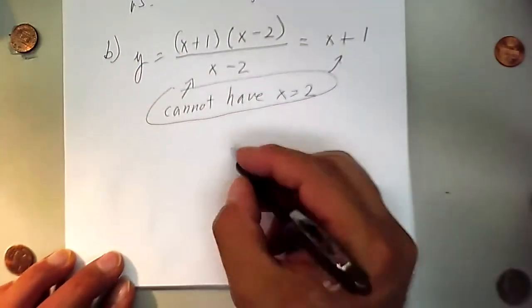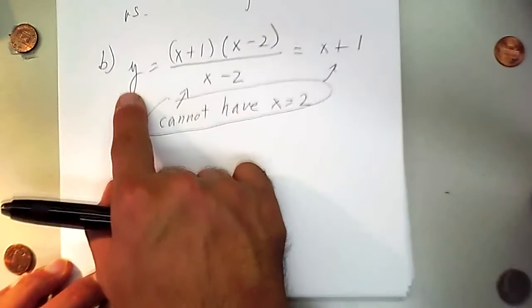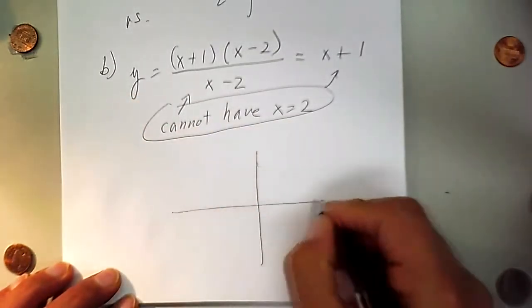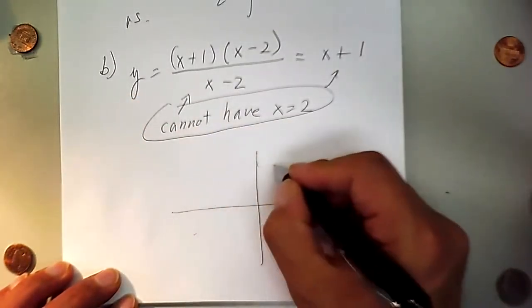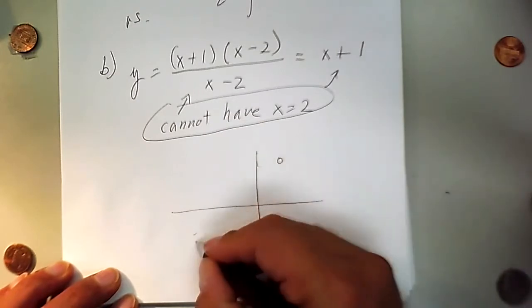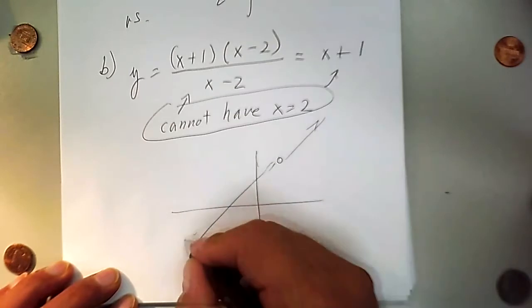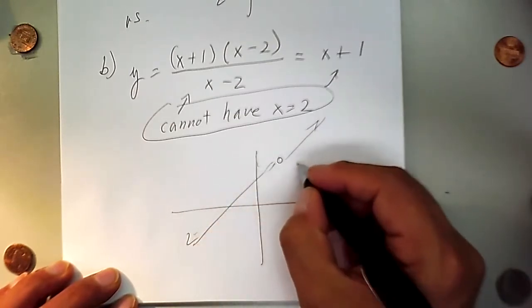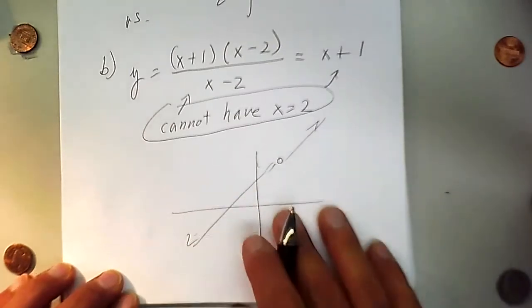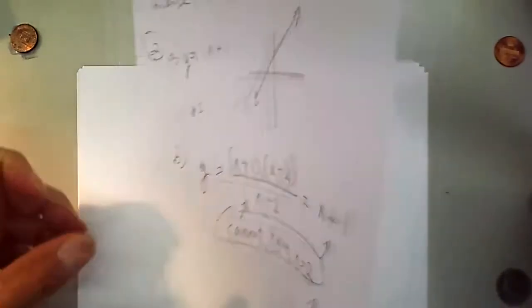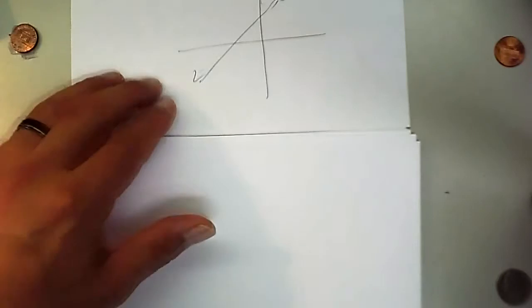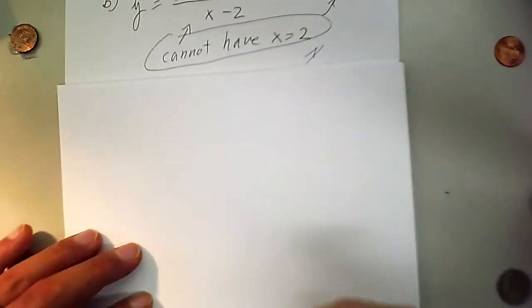As a graph, this is what's going on. The graph of this function will be almost the same as that, except there is going to be a hole. So pretend that is the same line with a hole in it. My picture didn't look very good. I'm going to draw a new picture on the next page.